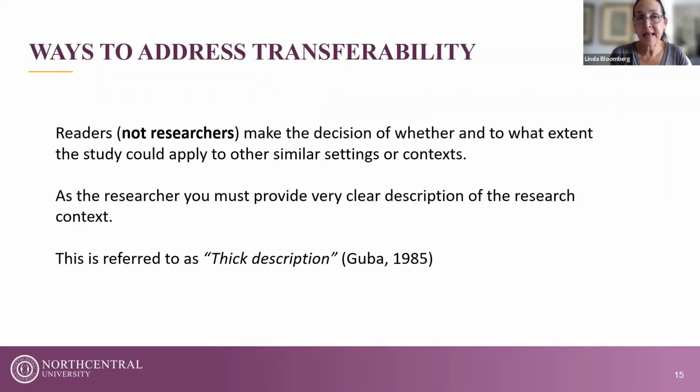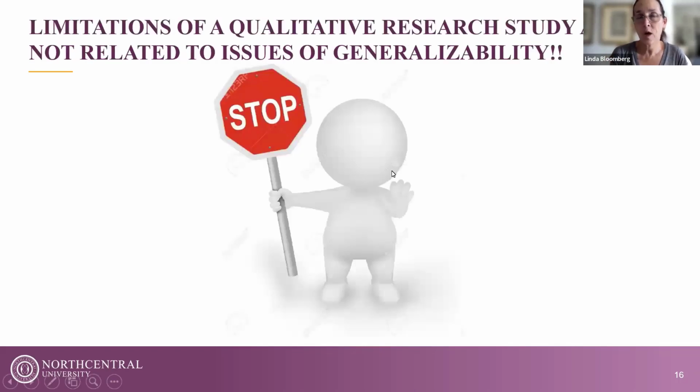So as I said in the previous slide, it's the readers, not the researcher, that makes the decision of whether and to what extent the study could apply to other similar settings or contexts. As the researcher, you must provide very clear description of your context and your findings, which is referred to by Guber as thick description. And then your readers will hopefully be able to make the decision as to whether or not your study's findings could apply to their own particular context. And that is all you can hope for as a qualitative reader in terms of transferability. We're not trying to guarantee generalizability. And so we cannot ever claim that lack of generalizability is a weakness or a limitation of a qualitative study.